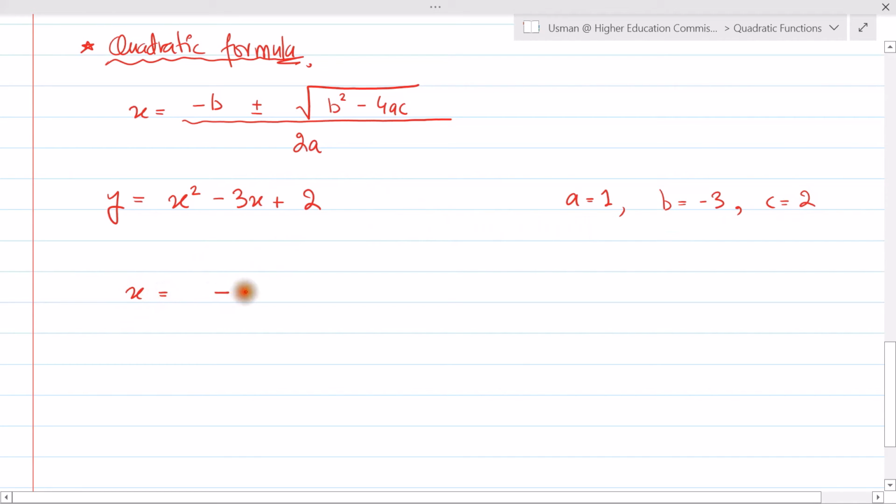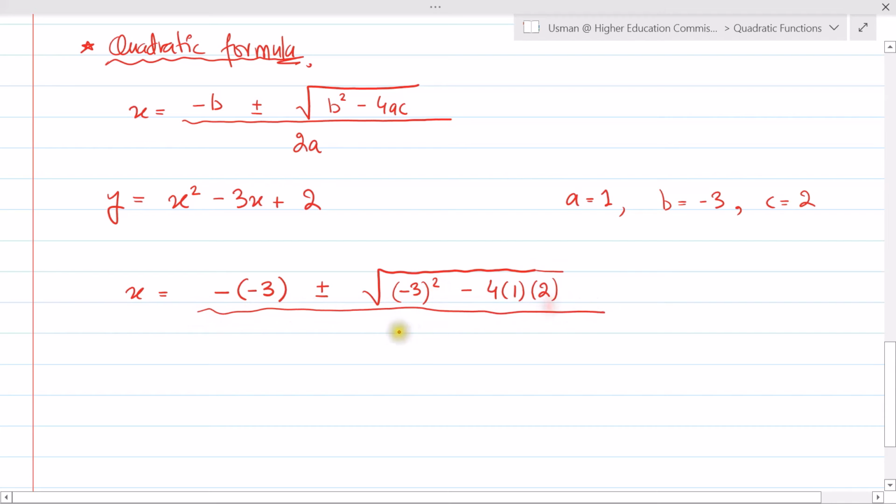So minus b would mean minus and then open a bracket and write minus 3. It's very important to write it like this because you do not want to have errors relating to the plus and the minus sign. You open the square root and then b squared, which is (minus 3) squared, minus 4ac, and then divide this complete thing by 2a.